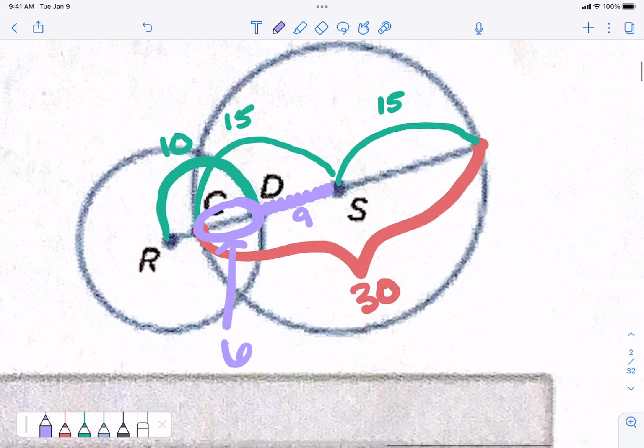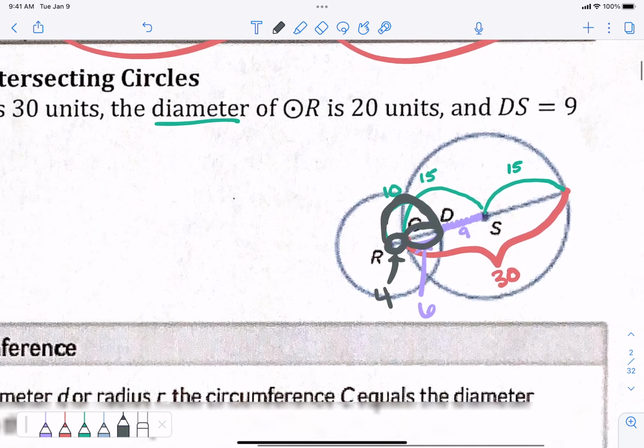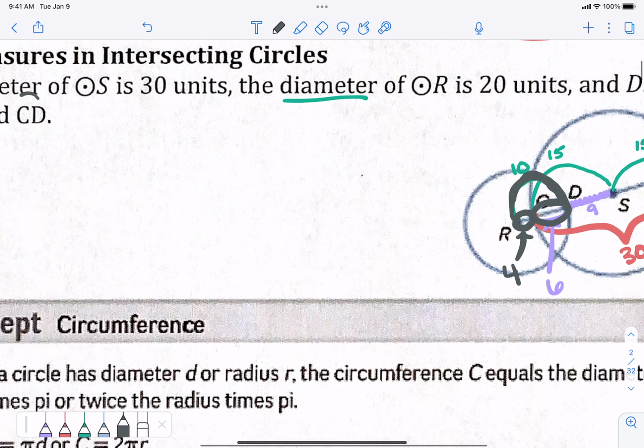So they said that this is 6, and on your homework assignment, they're probably going to ask you for this little bit. Well, we know that this whole thing is 10, and if this is 6, then this would be 4, okay? So just be careful. They might ask you for other little bits and pieces. For right now, they're just asking you for C to D, so that one is just 6 units, okay?